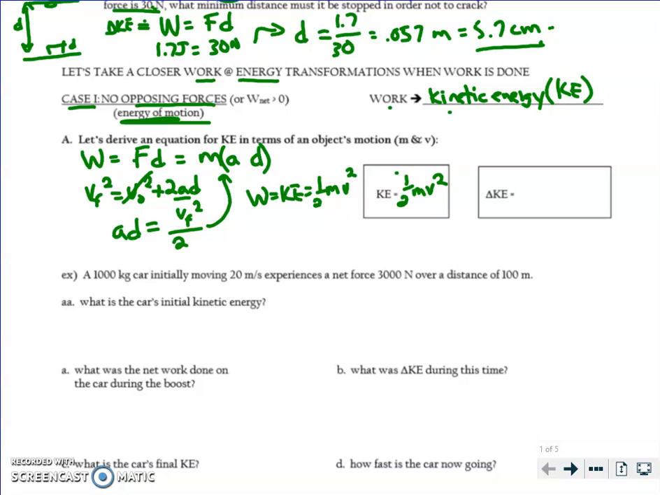Okay, so that's our equation for kinetic energy. It's 1/2 of the mass times the square of the velocity. And that squared part is really important because doubling the velocity gives you a lot more energy, whereas doubling the mass gives you just more energy.